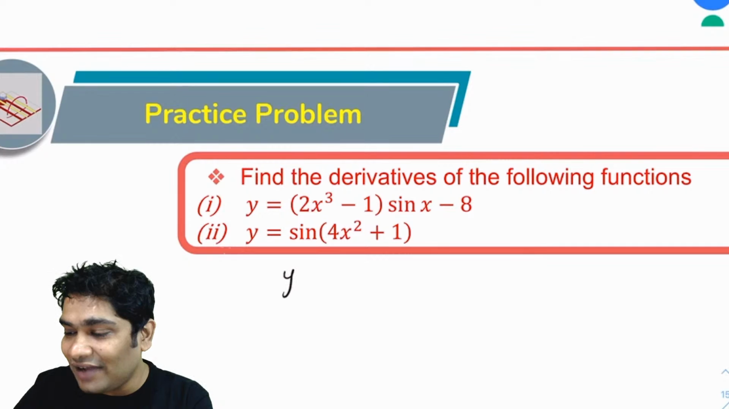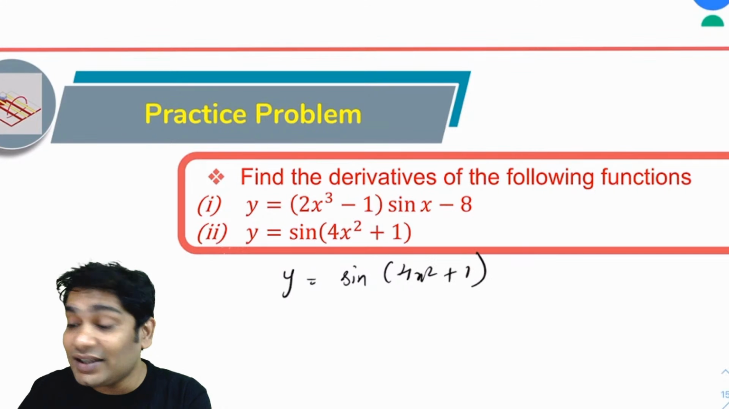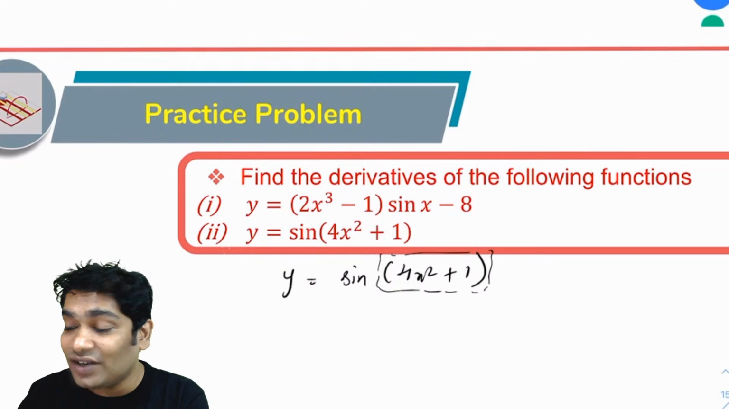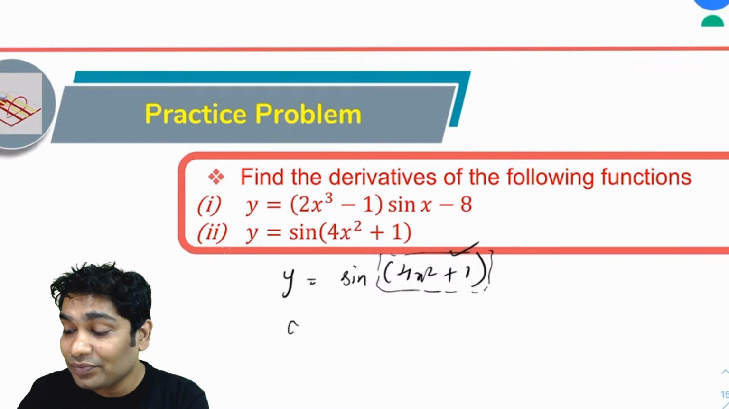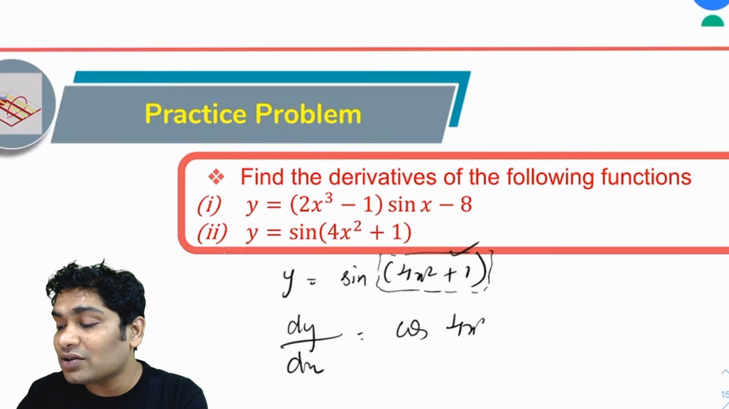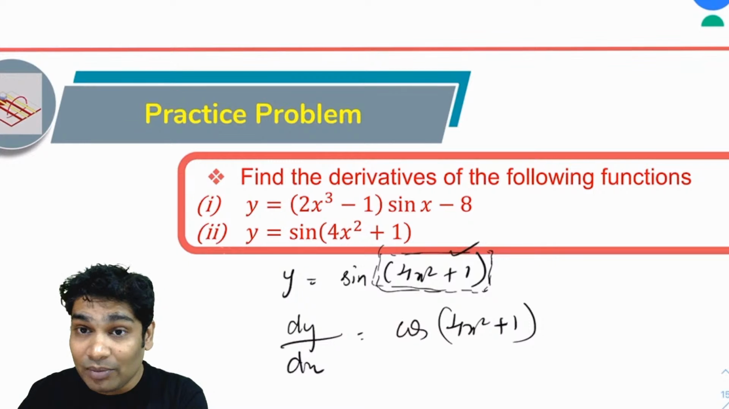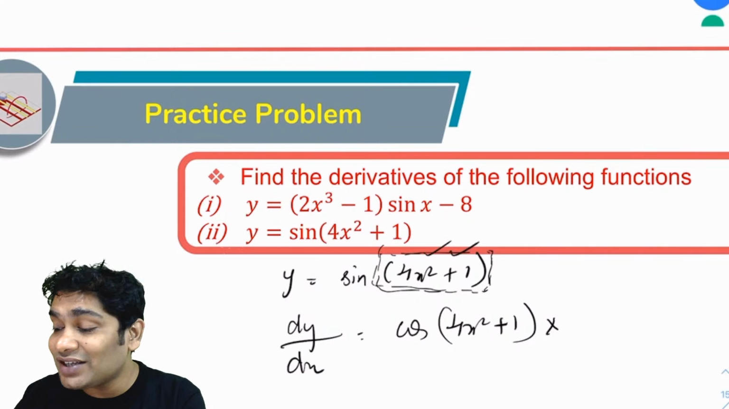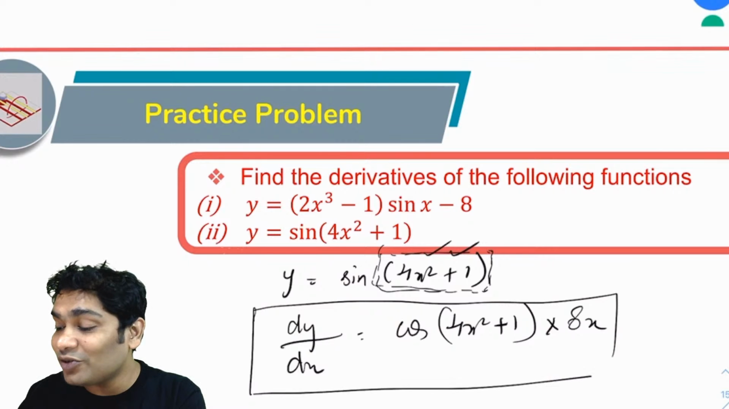So of course, your y was sine of 4x square plus 1. Now, in this case, we are going to use the chain rule. First, we'll find the derivative of this considering this as 1 unit, and then we will multiply it with the derivative of everything inside. So dy over dx here would be cos of 4x square plus 1, the derivative of this considering it as 1 unit, multiplied with the derivative of whatever was inside the bracket, which is 8x. So that is the correct answer, guys. I think most of you got this right.